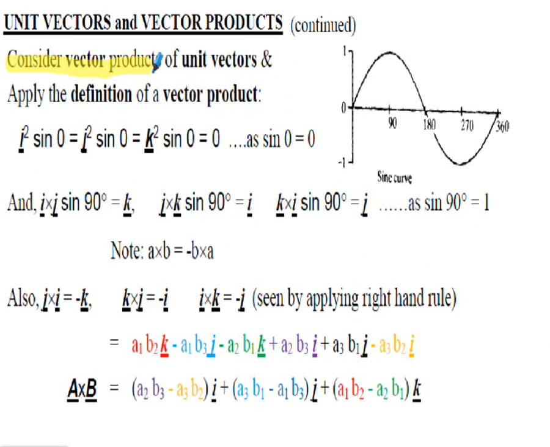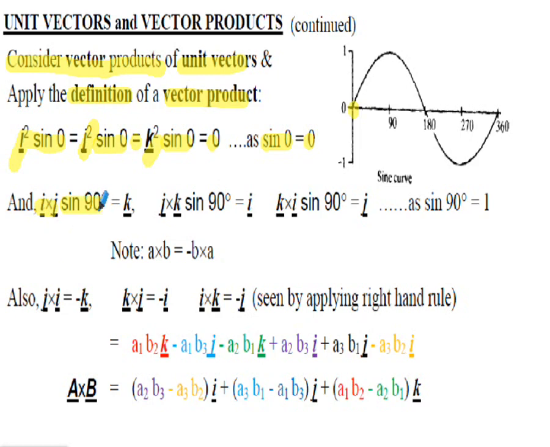So considering the vector products of unit vectors and applying the definition of a vector product here, we end up with i times i times the sine of angle theta. Angle theta will be 0 because i and i are the same vectors. So i squared times sine of 0 is equal to j squared times sine of 0 is equal to k squared times sine of 0, which equals 0, because sine of 0 is 0 from our sine curve.